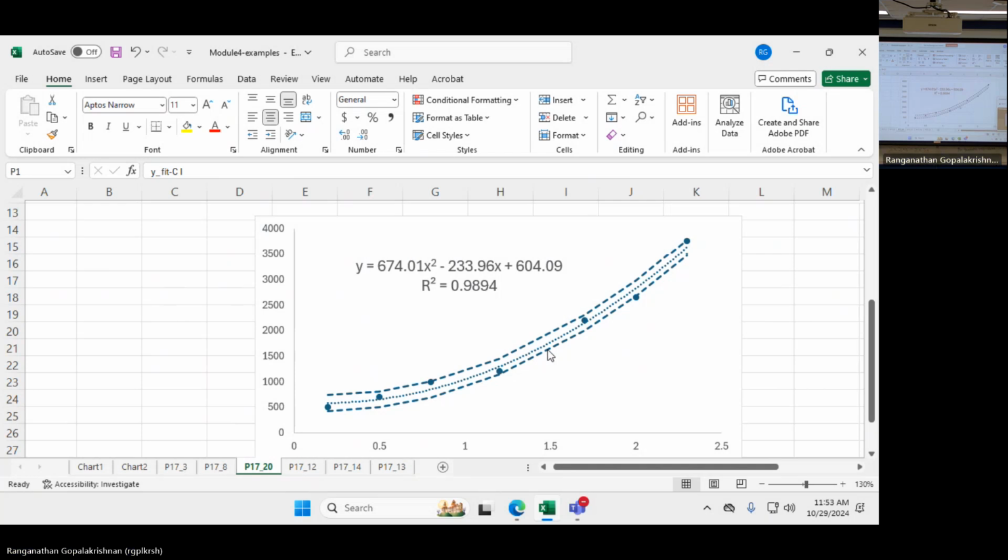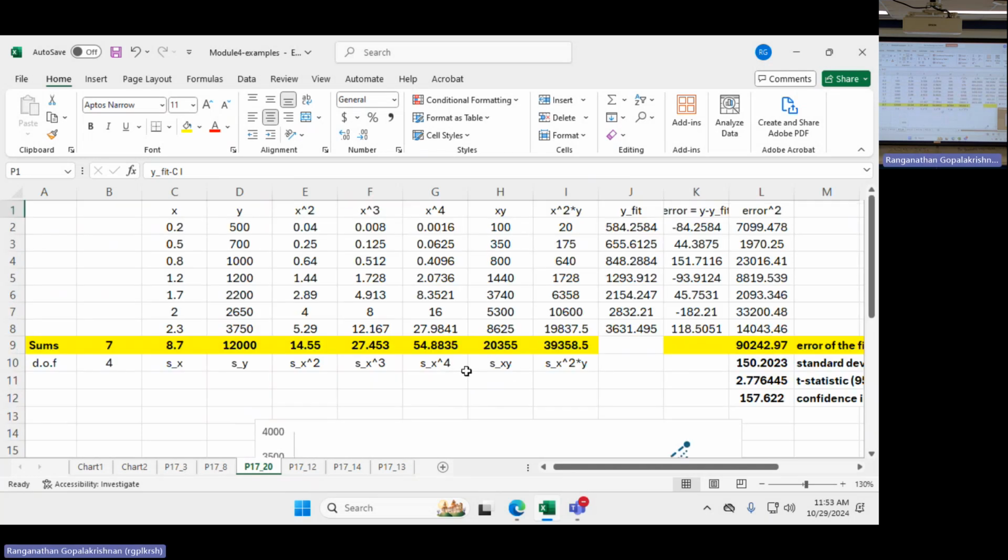Okay. So this is quadratic regression. Not that I'm going to ask you a 4th order or a 5th order regression, but if it comes up in your work or research, how would you do that?